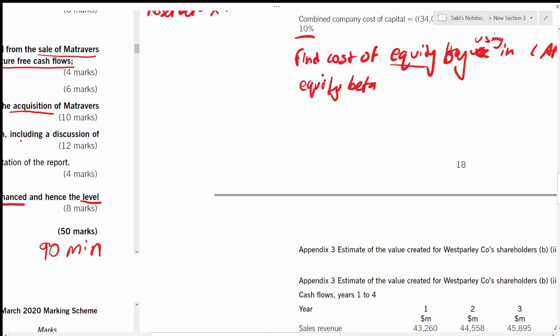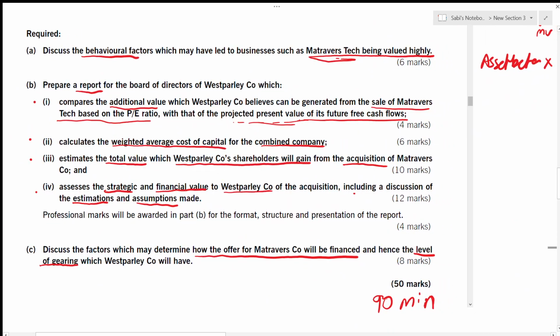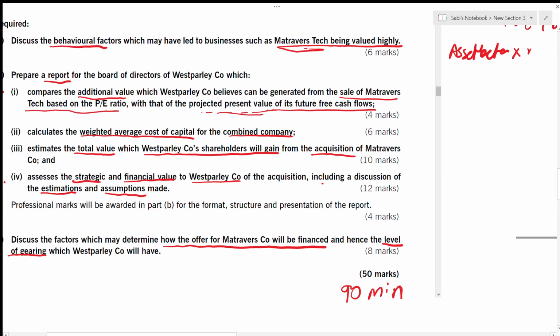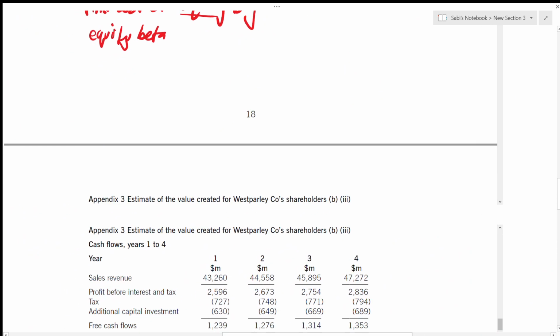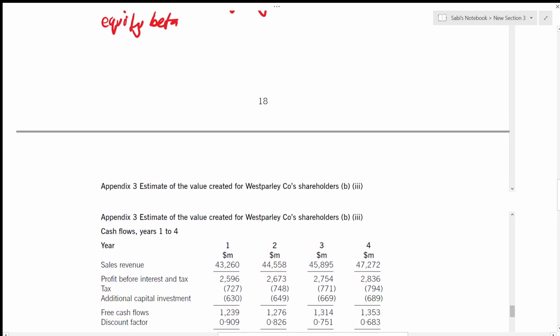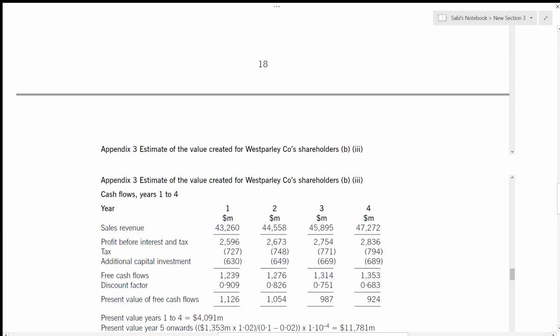Okay, let's find what is the third requirement. Third requirement is to estimate the total value which West Parley Company shareholders will gain from the acquisition. So the total value which the shareholders will gain from the acquisition, basically. And it's for 10 marks. That means you have many things to go through there. So now Appendix 3 comes: estimate of the value created for West Parley shareholders.